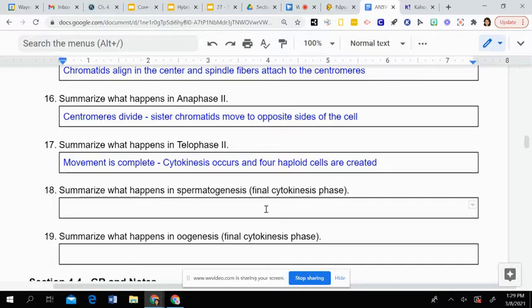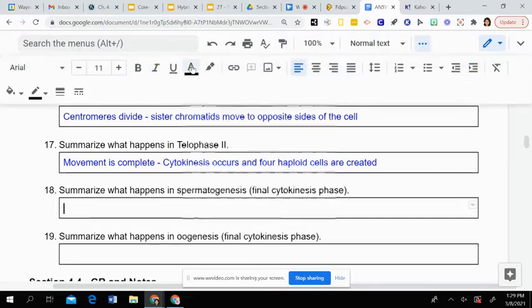Spermatogenesis, that final cytokinesis stage, what is created or what happens? Ansley? Yep. Okay, so it's the development of sperm cells. Specifically, there are 4 individual sperm cells created.